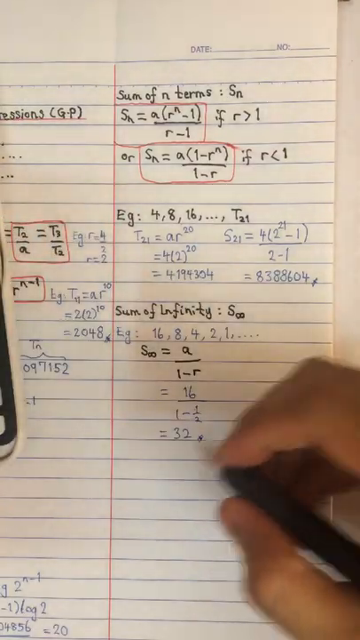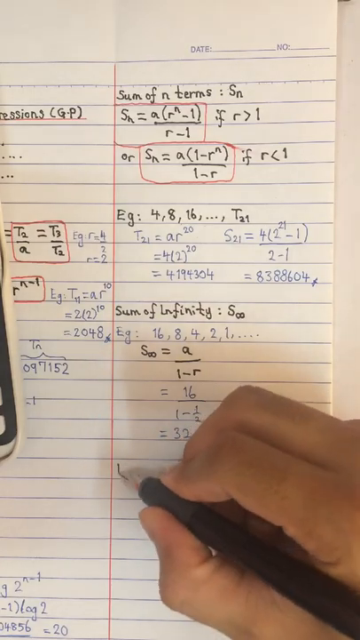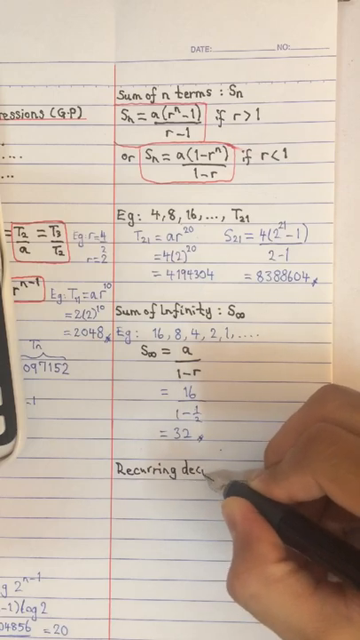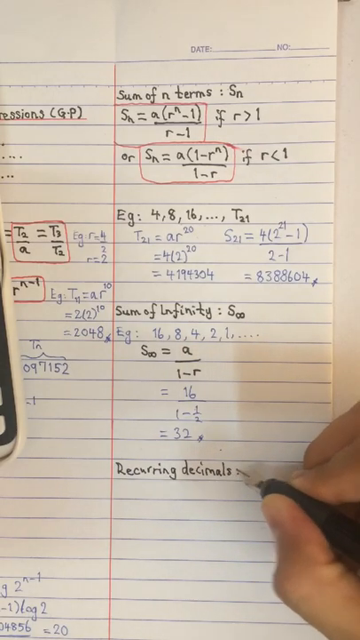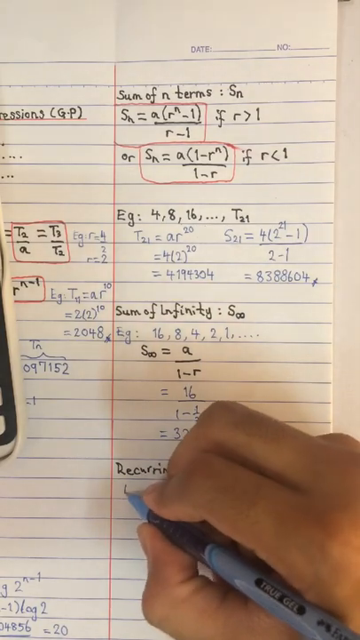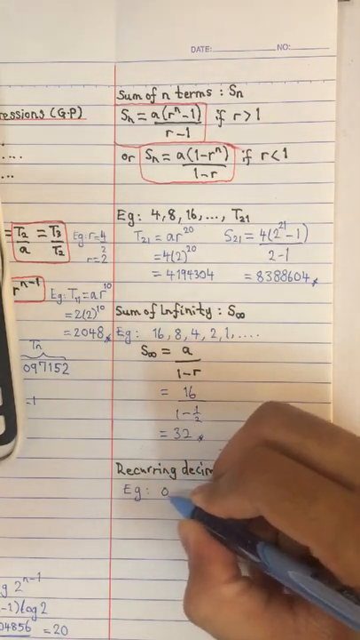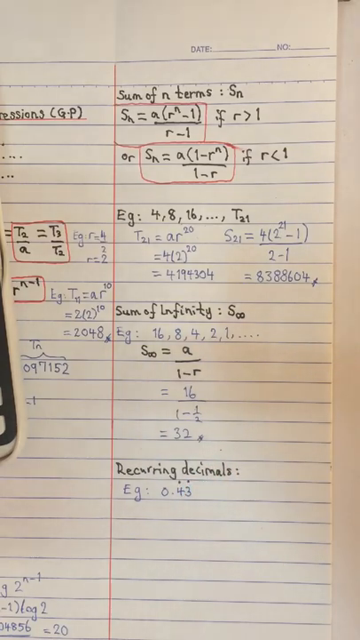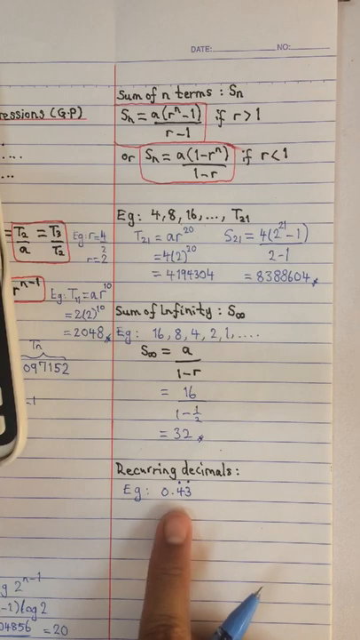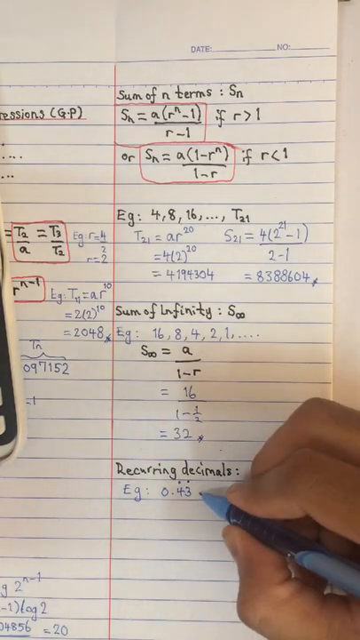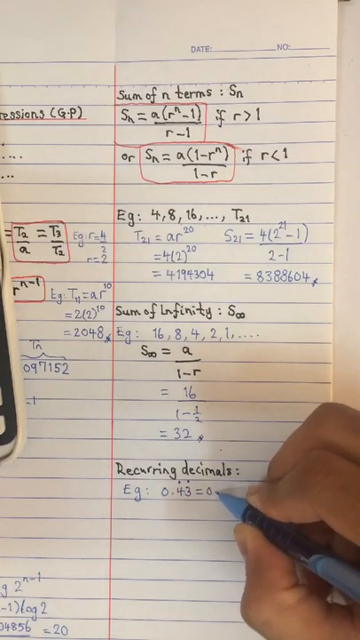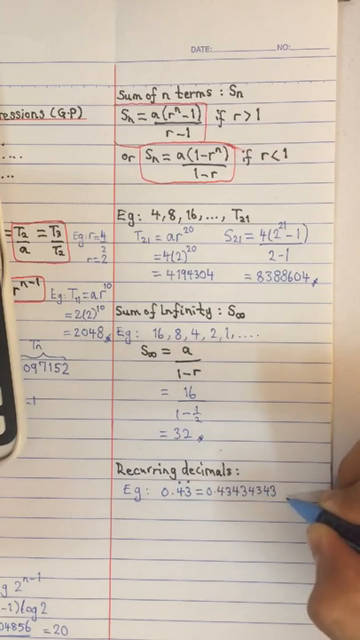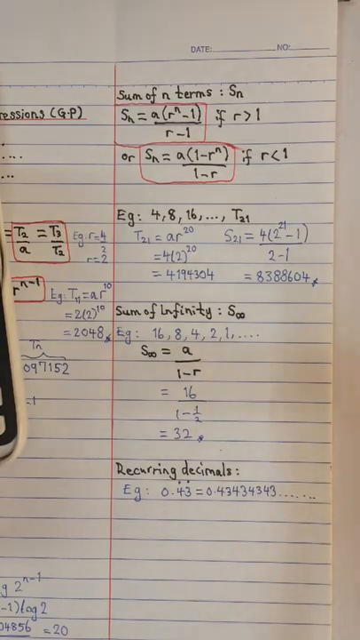Okay, second example, when you have recurring decimals. Recurring decimals is when we have this kind of representation. Example, if I give you 0.43 and there is a dot above 4 and above 3. What does it mean? It means that these two digits are repeating. So you would have 0.43 and then 43, 43, 43 forever, so infinity.